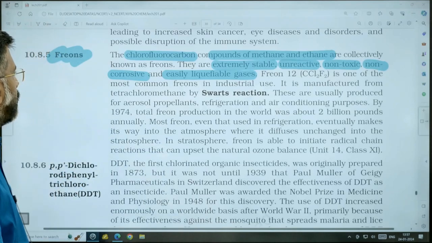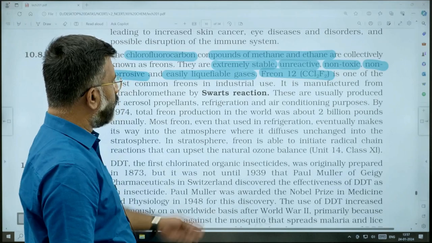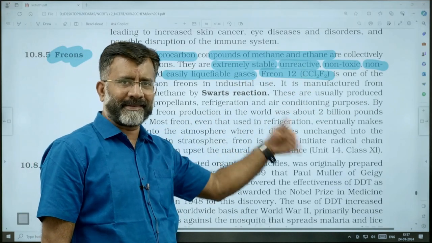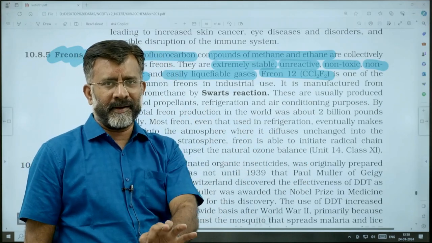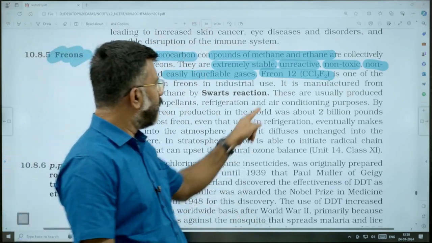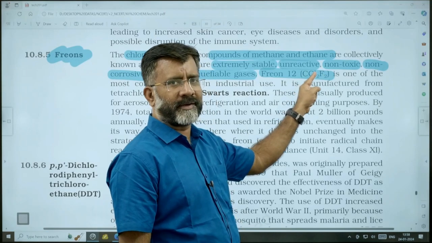Okay. Freon 12, CCl2F2, you can verify that formula and coding. 12, what to do? 12 plus 90, you get a number, 102. One carbon, zero hydrogen, two fluorine, and the remaining two chlorine.